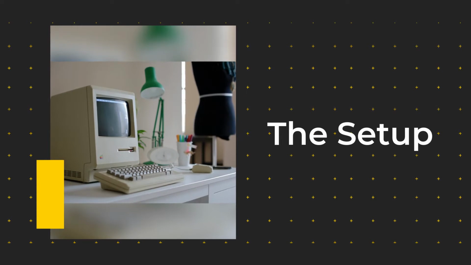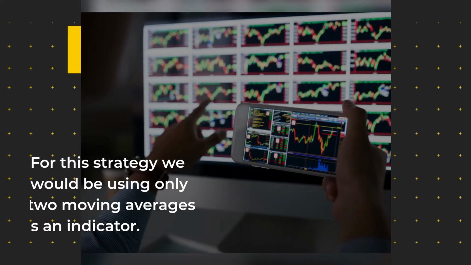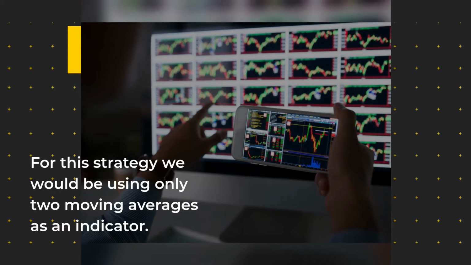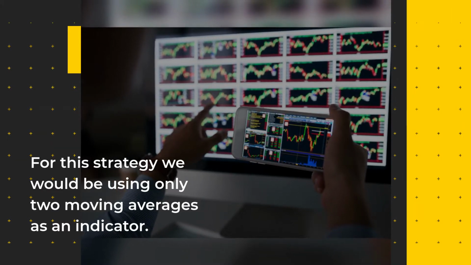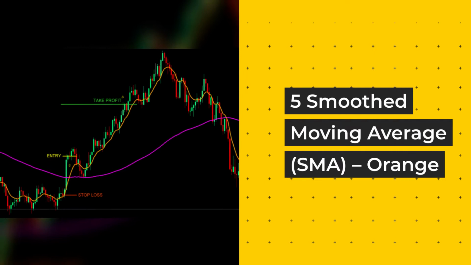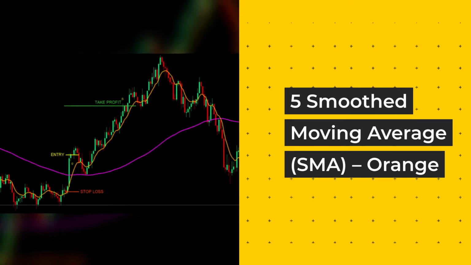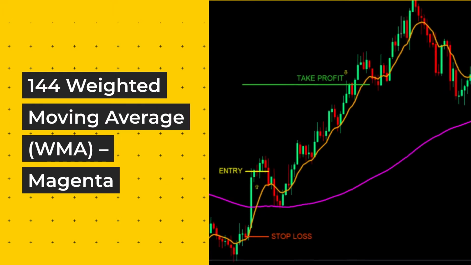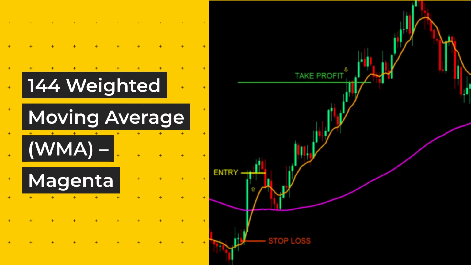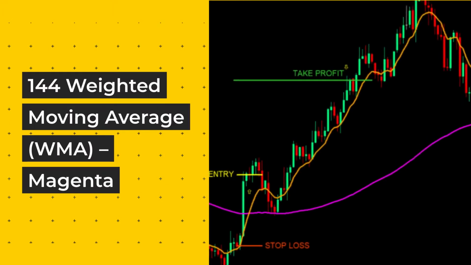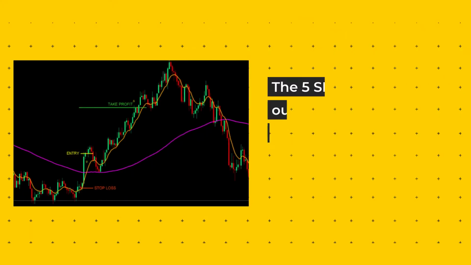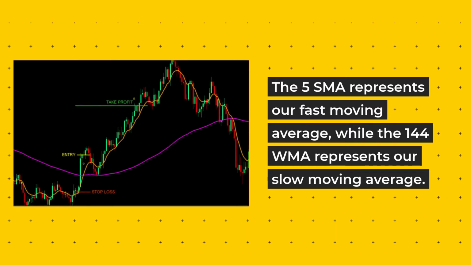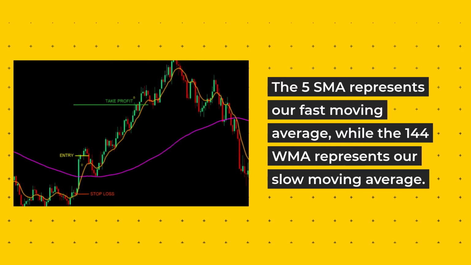The setup. For this strategy we would be using only two moving averages as indicators. 5 Smoothed Moving Average, SMA, orange color. 144 Weighted Moving Average, WMA, magenta color. The 5 SMA represents our fast moving average, while the 144 WMA represents our slow moving average.